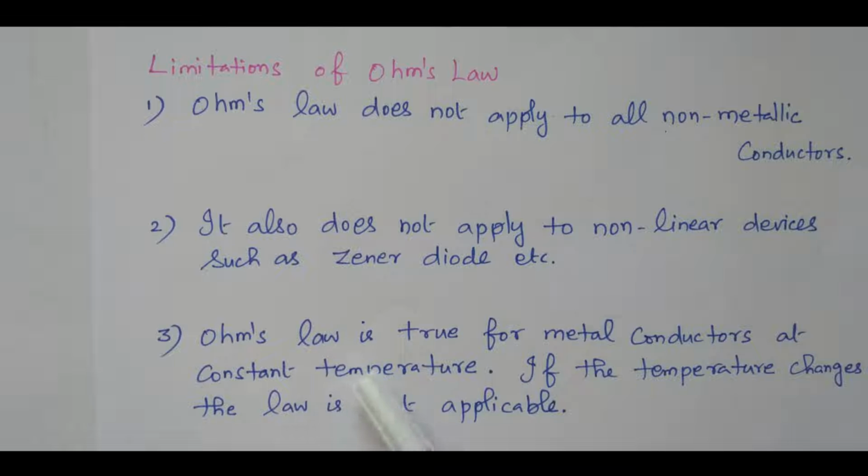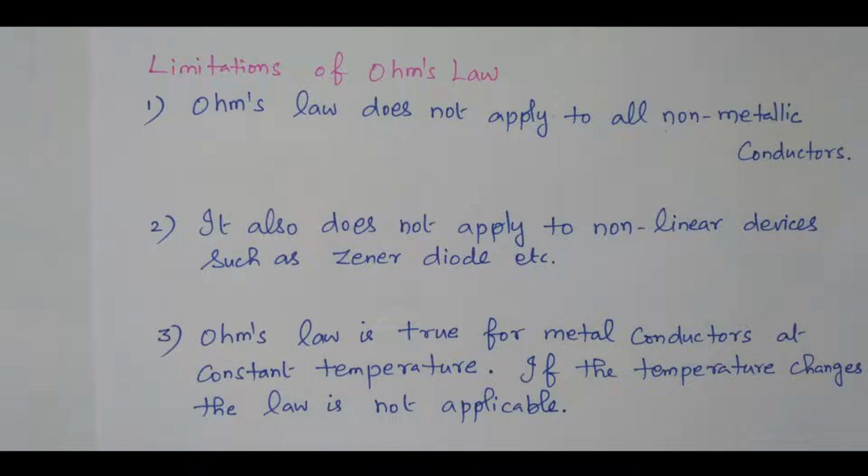The third one: Ohm's law is true for metal conductors at constant temperature. We already discussed, if temperature changes, voltage, current, every property will change. So we cannot apply Ohm's law. Only when the temperature is constant can we apply Ohm's law. If temperature changes, the law is not applicable. So it is applicable only to metal conductors under constant temperature. Non-metal conductors are not possible. Non-linear devices are also not possible. So these are all the limitations of Ohm's law.